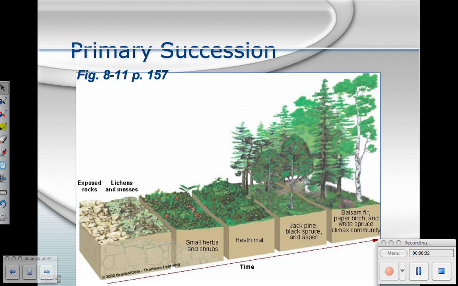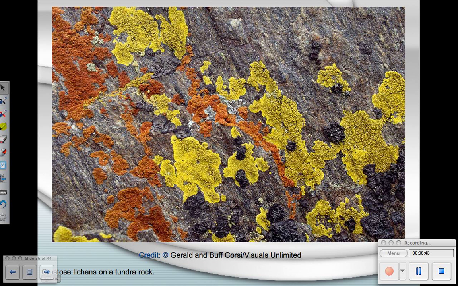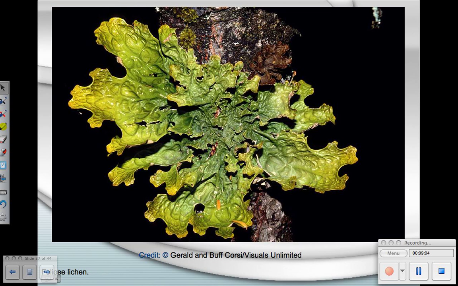So this diagram is in your textbook, and you can just look at it, but it's moving from exposed rock to lichen, and then eventually to a fully established forest. Here's an example of lichen on a tundra rock, and lichen is actually a really interesting organism because it's a combination of algae and fungus that chemically break down solid rock into eventually soil and nutrients.